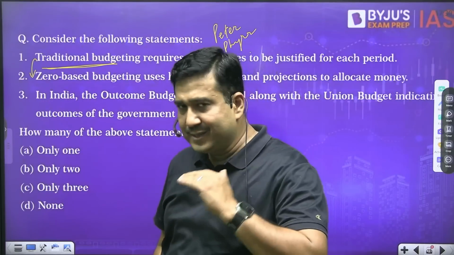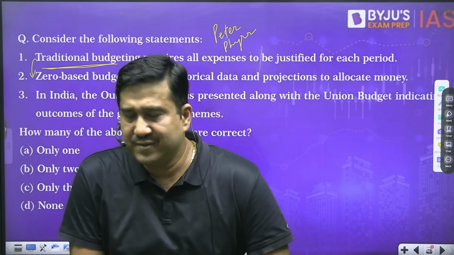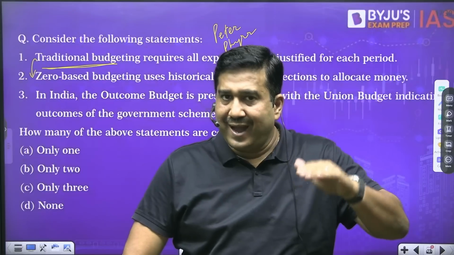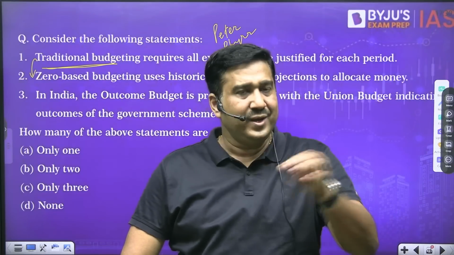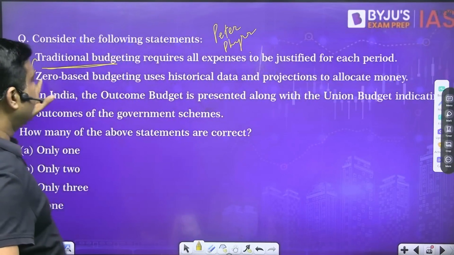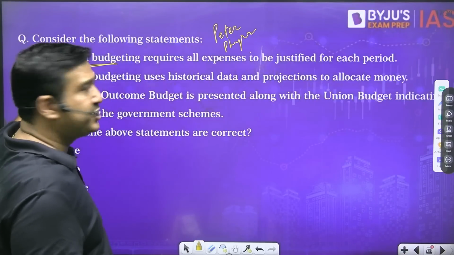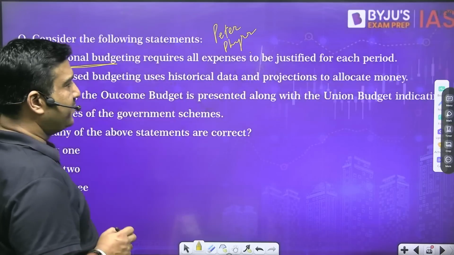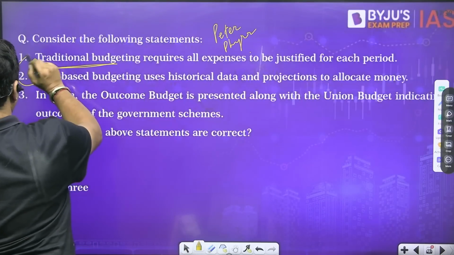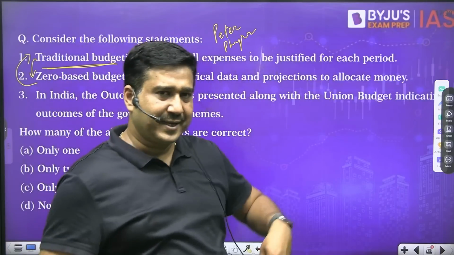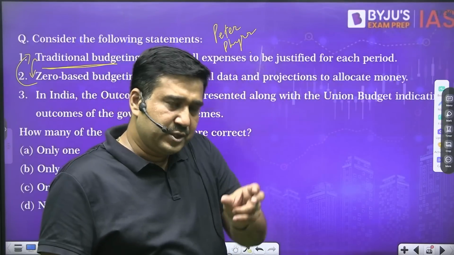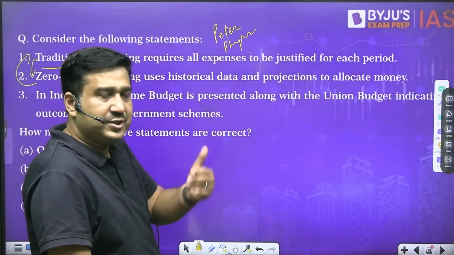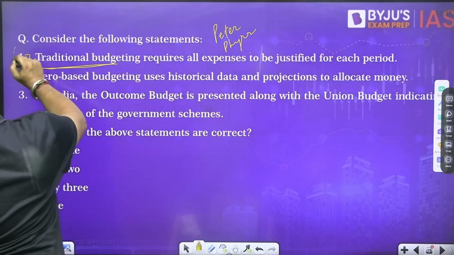talks about taking the base as zero, and when government departments, government ministries, justify each and every line item, each and every item of expenditure, then only they are given money. So the first statement is actually a feature of zero-based budgeting and not of traditional budgeting. Second statement, zero-based budgeting uses historical data and projections to allocate money. No, this is a feature of traditional budgeting. So the first and second statements are jumbled up. The features of the first are actually features of zero-based, and the features of the second are the features of traditional. So the first and second statements are incorrect.